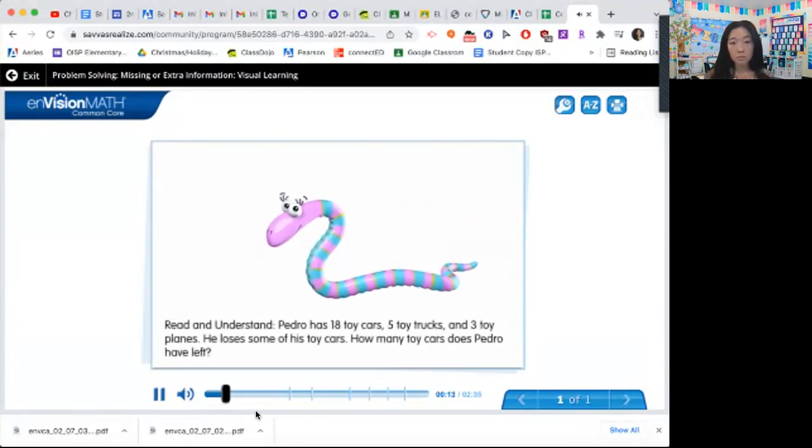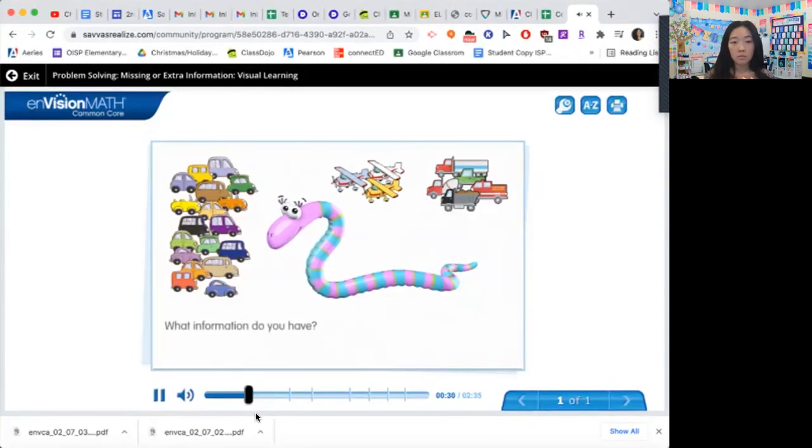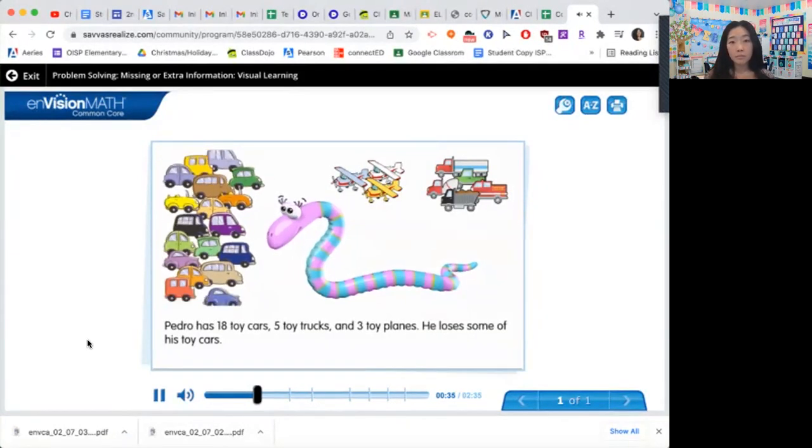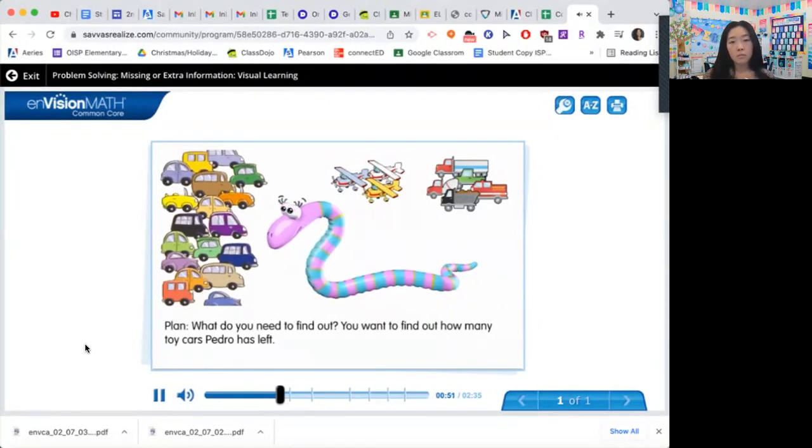Read and understand. Pedro has 18 toy cars, 5 toy trucks, and 3 toy planes. He loses some of his toy cars. How many toy cars does Pedro have left? What information do you have? Pedro has 18 toy cars, 5 toy trucks, and 3 toy planes. He loses some of his toy cars. Plan. What do you need to find out? You want to find out how many toy cars Pedro has left.